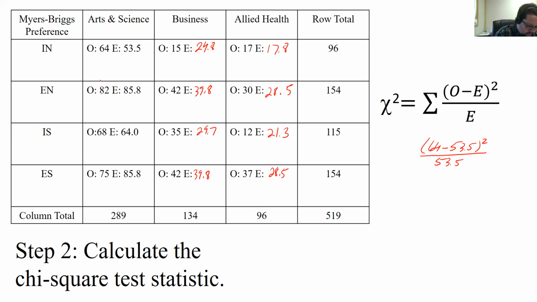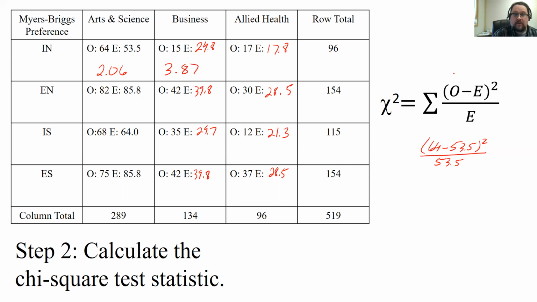So 64 minus 53.5, close that up, squared, divide by 53.5. And I'm going to go 2 decimal places on this. So 2.06. I'm just going to do that for all of these. I'm going to take the observed 15 minus the expected 24.8, close that up, square it, divide by the expected 24.8, and we're going to get 3.87.